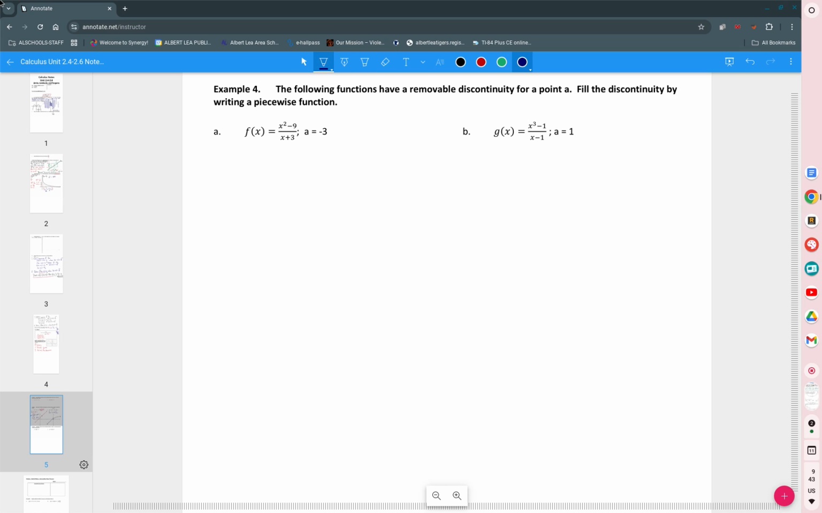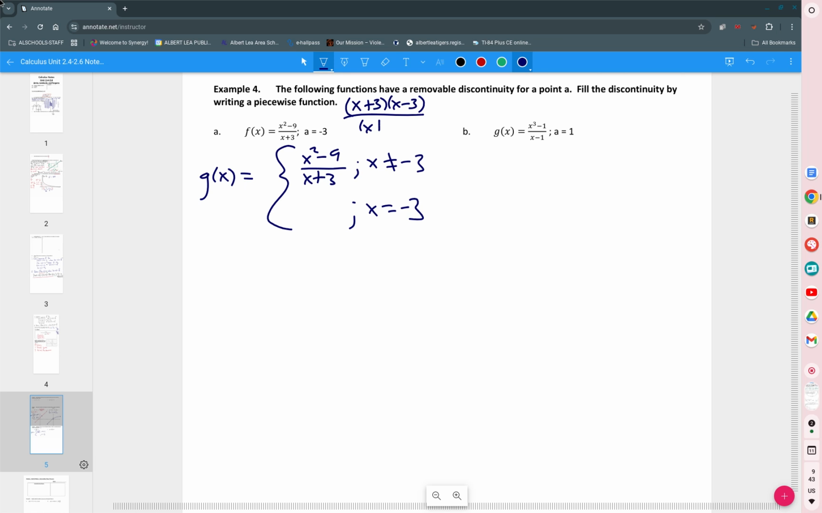Does everybody agree that this is not continuous at -3? Because it produces 0 in the denominator. So therefore, we're going to write a new function, g of x is equal to x squared minus 9 over x plus 3 when x is not equal to -3. Because we notice as we plug in -3, we get 0 in the denominator. But notice we also get 0 in the numerator, don't we? And anytime you have 0 divided by 0, we notice that it will divide out. x plus 3, x minus 3 over x plus 3.